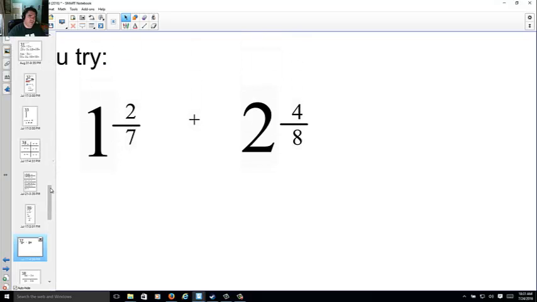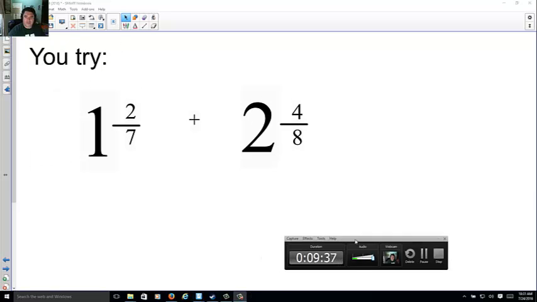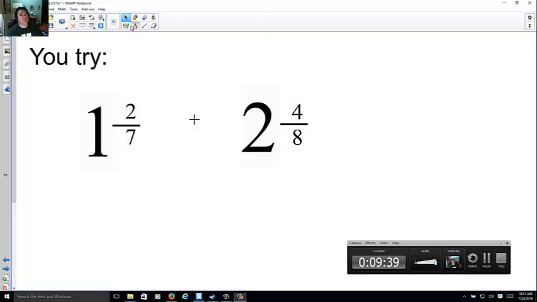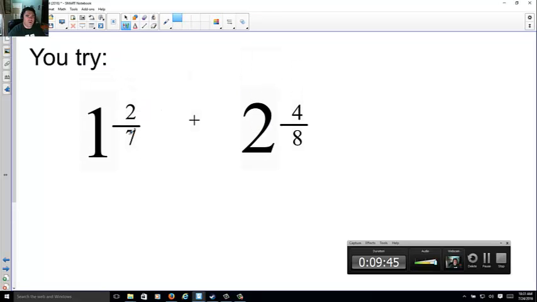Let me see how much we have left here. Not too much. All right. Get a time on this. All right. Getting close. So 1 plus 2, that would be easy, but we're going to make 7 and 8 meet. Now I'll show you the way I showed you before, then I'm going to show you the second way. 1 times 7 is 7 plus 2 is 9, so you get 9 over 7. 2 times 8 is 16 plus 4 is 20.